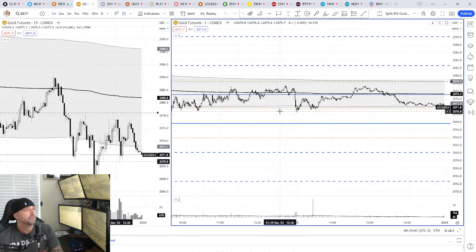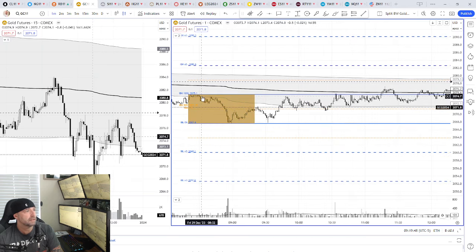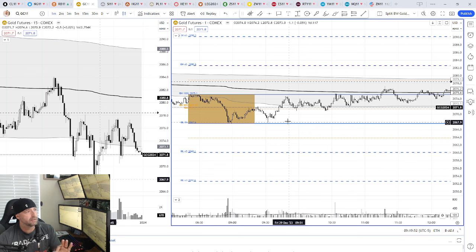This is gold. Okay, so gold, this is our IB. Now, the difference between gold and many of the metals and energy is gold open cry pit session opens at 8:20 Eastern Standard Time and closes at 9:20 a.m. Eastern Standard Time. So this is a completely different initial balance than oil. So it's important to set these up all differently.